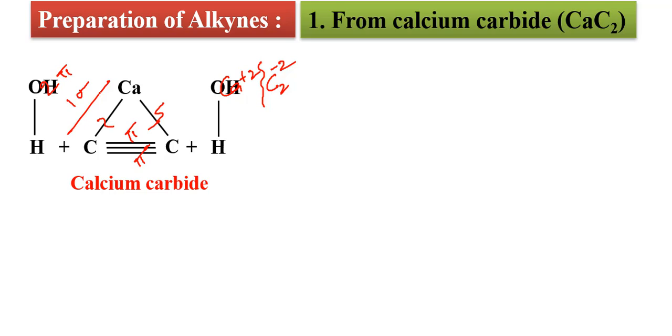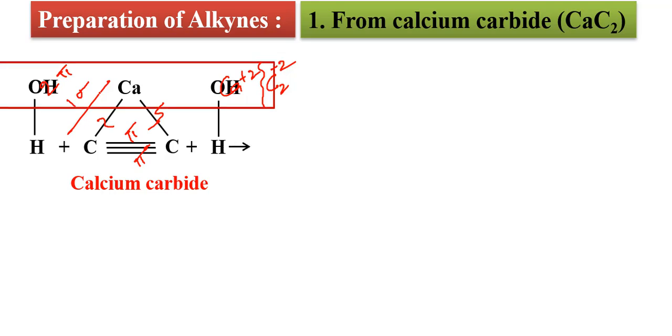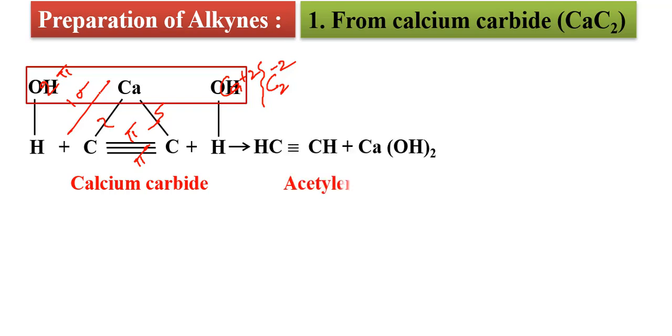Now by hydrolysis of this calcium carbide, calcium hydroxide is produced as the byproduct. The main product is acetylene.